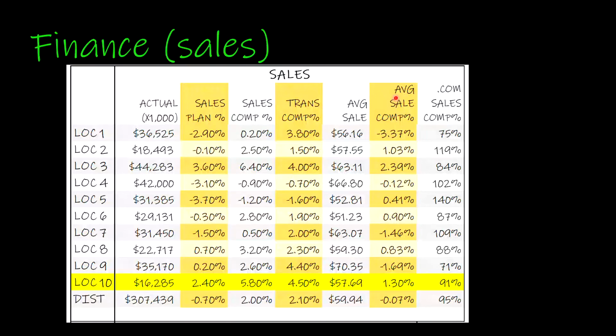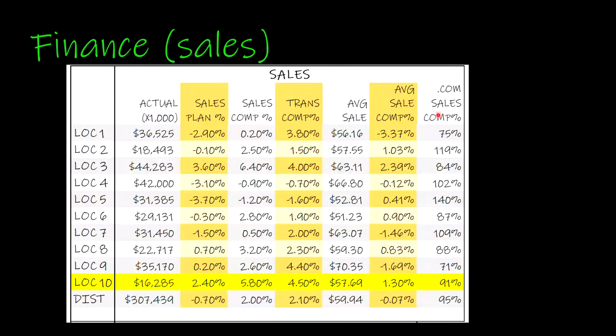Okay. Next, we have the average sale comp percentage, which is telling us how much did this number change from the previous year. But as we look at this, what we see is that location 10 actually comped 1.3%, which is considerably more than the district average. And there's, again, location 3 is the only location beating them on that. So even though their average sales are low, understanding the comps helps us to contextualize this and see that their sales numbers here aren't all that bad.